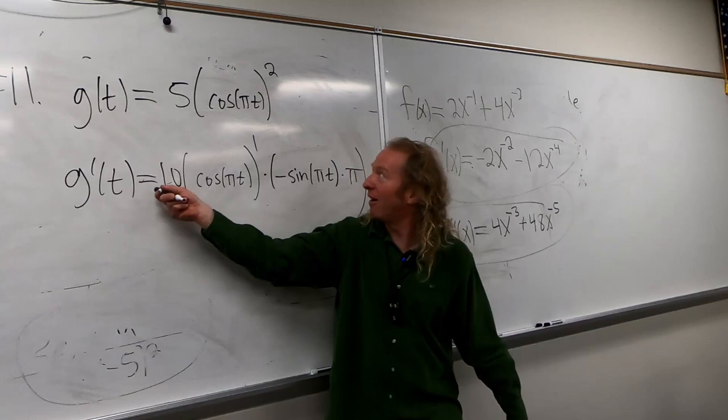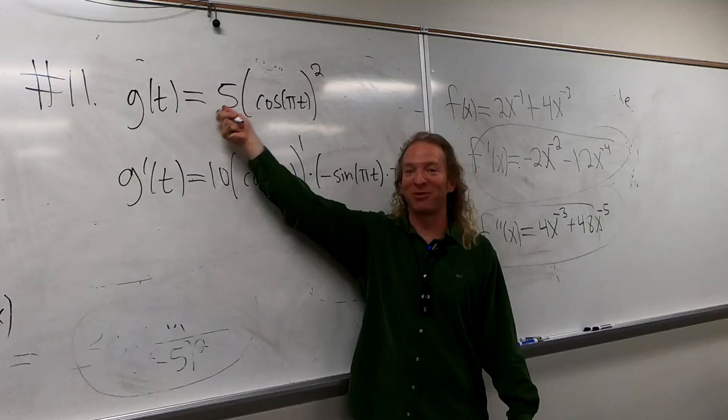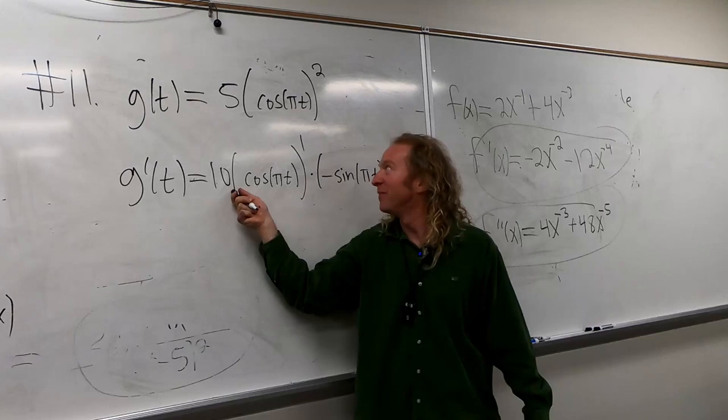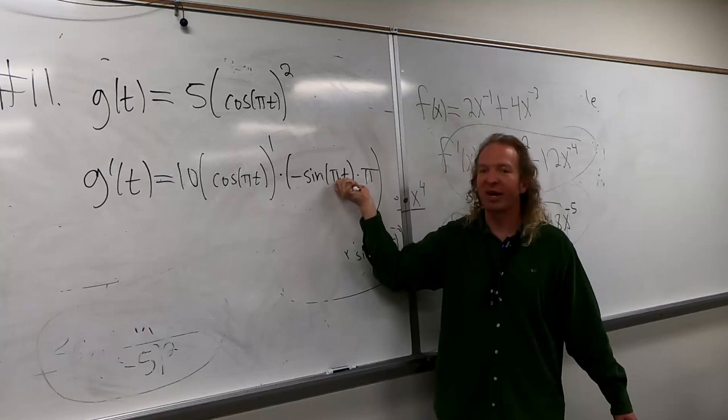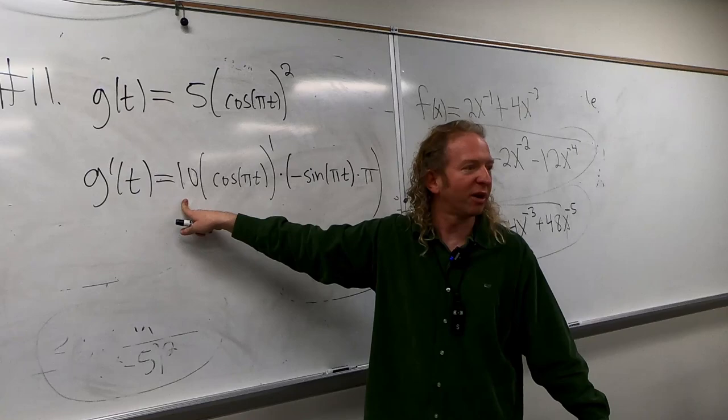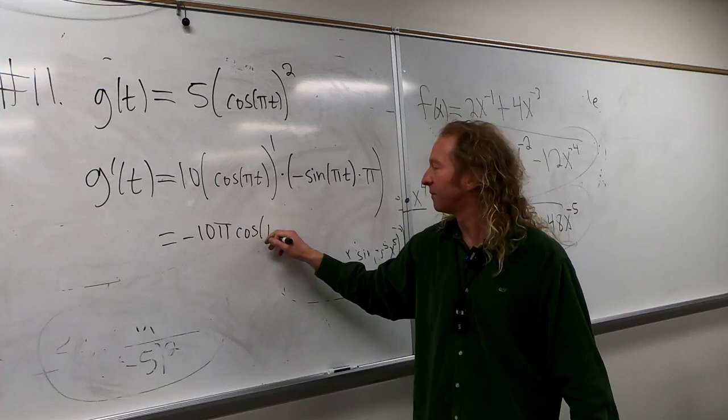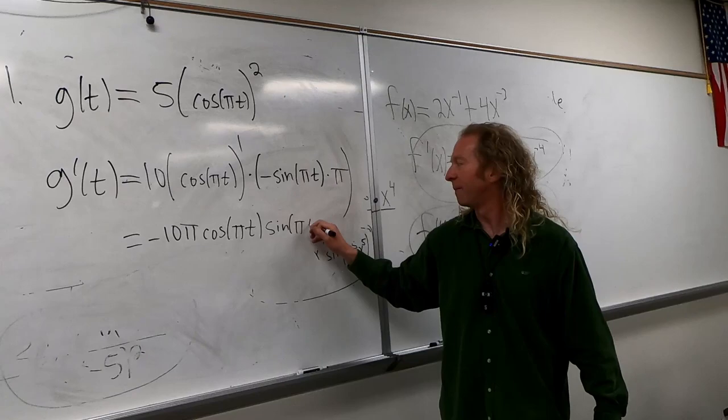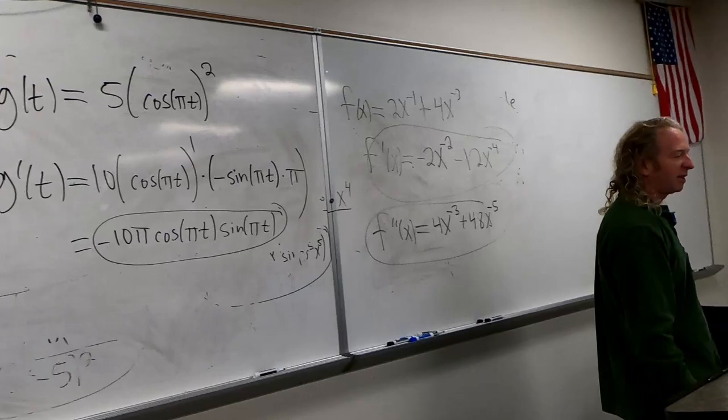So negative. Nothing. I'm good. I thought I messed up. 2 times 5 is 10. I thought there was supposed to be a negative there. I'm like, I forgot the negative. 2 times 5 is 10, and then you leave that untouched. Derivative of cosine is negative sine. Derivative of pi t is pi. Last thing to do is maybe put the negative pi up front with the 10, right? To be negative 10 pi cosine pi t sine pi t. And that would be the final answer. I think maybe you all should try number 12.